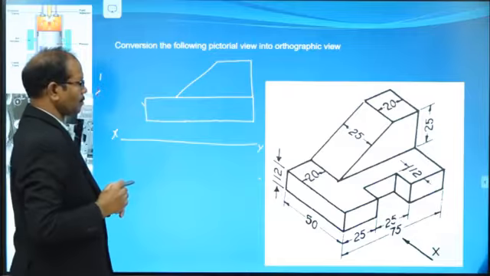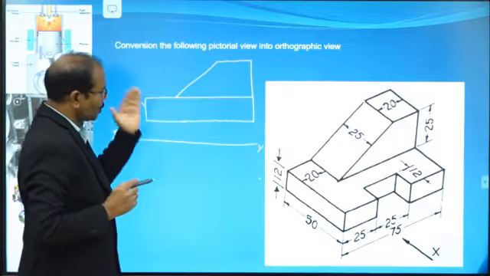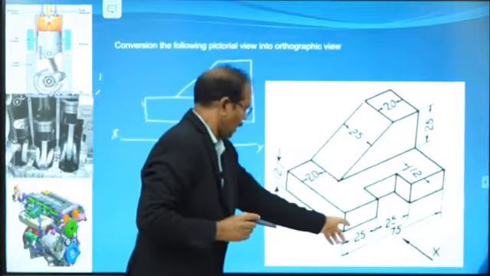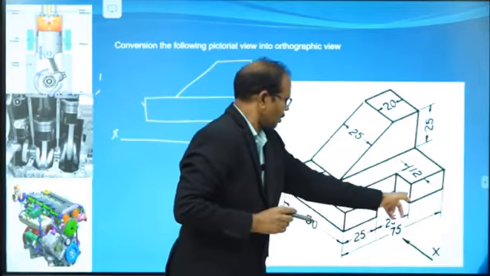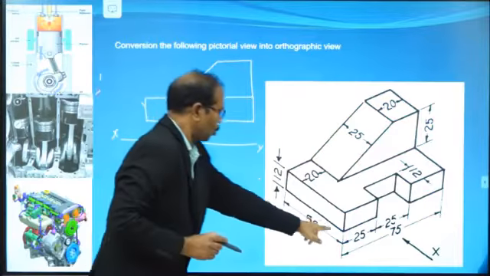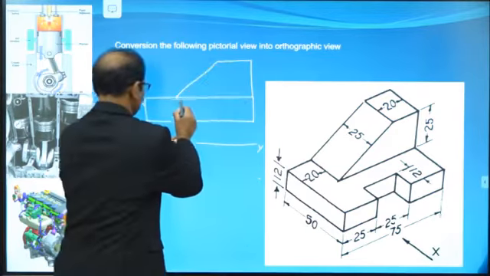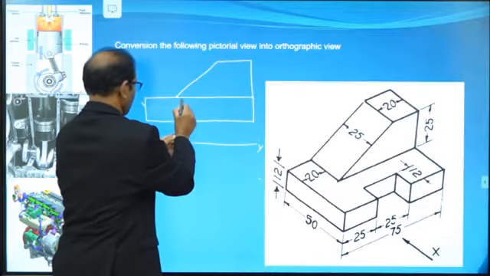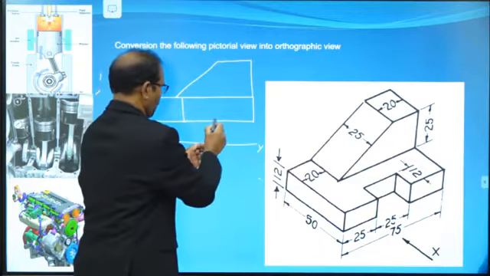This is about the front view. In the front view, just observe: one line, second line, third line, fourth line. But what is that? At a 25 mm, this is the 25 mm, 25 mm, and one more 25 mm.